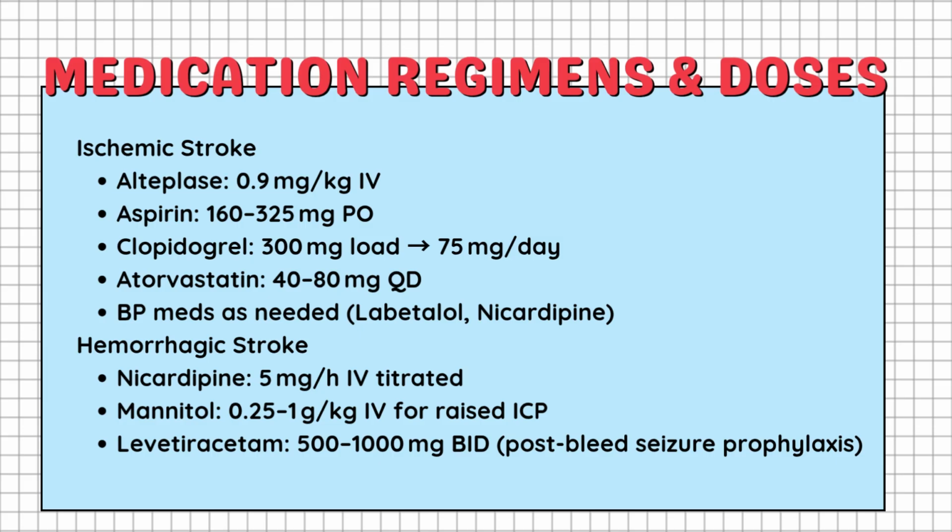After 24 hours, if there's no evidence of bleeding, start aspirin at 160 to 325 mg orally once daily. For certain high-risk patients, clopidogrel may be added, with a 300 mg loading dose, followed by 75 mg daily. For long-term stroke prevention, prescribe atorvastatin, typically 40 to 80 mg daily, especially in patients with atherosclerotic disease.